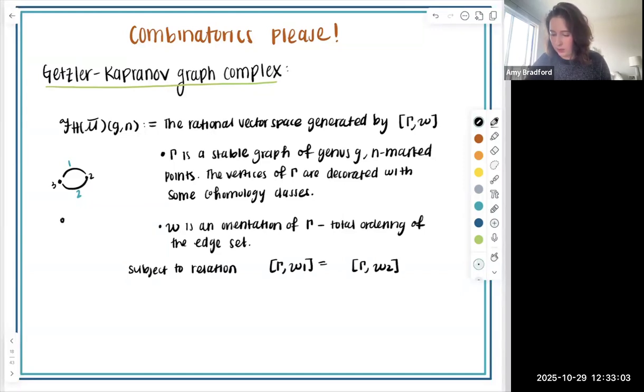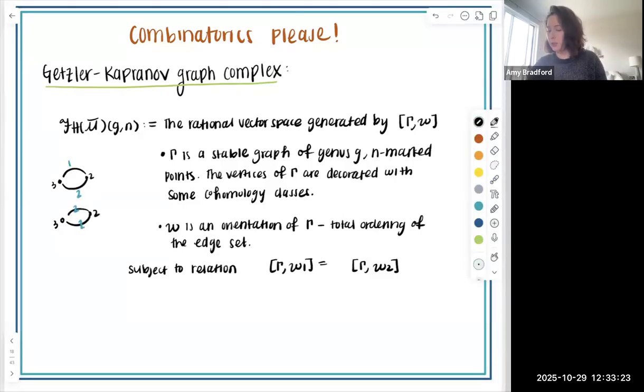Well, in this particular example over here, I could have also chosen this top edge to be 2 and this bottom edge to be 1. And so if I reorder my edges, I can relate them via some permutation. So I permuted the edges around. I turned 1 into 2 and I turned 2 into 1.